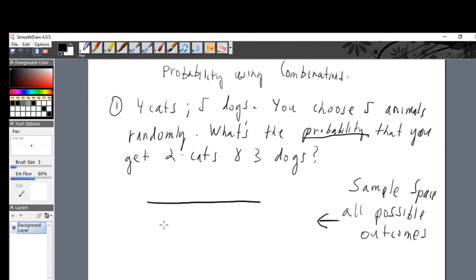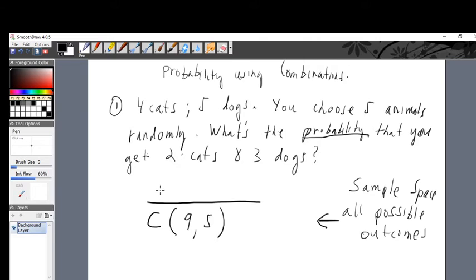All right, so here is how to figure out the denominator, the sample space. It's a combination because we don't care about the order. There's a total of 9 animals, 4 cats and 5 dogs. How many are you selecting? You are selecting 5, 2 cats and 3 dogs. So those are all the possible things that can happen. You're selecting 5 animals out of 9 animals, and the order is not important, so it's a combination.